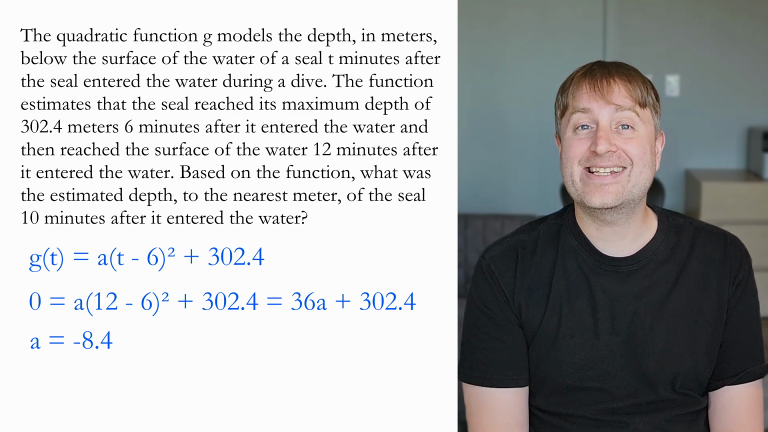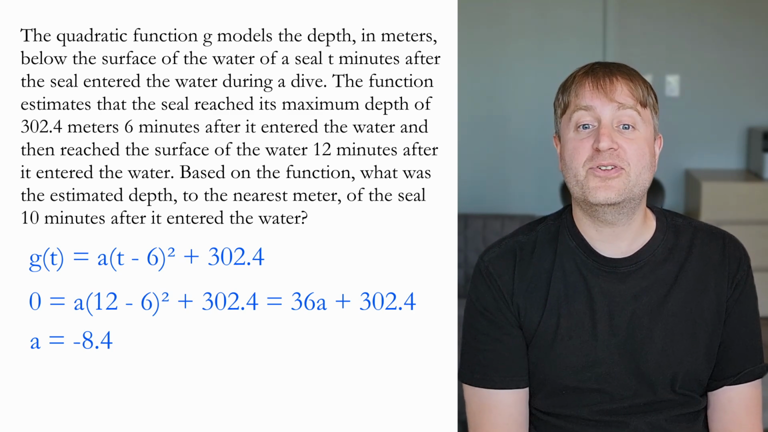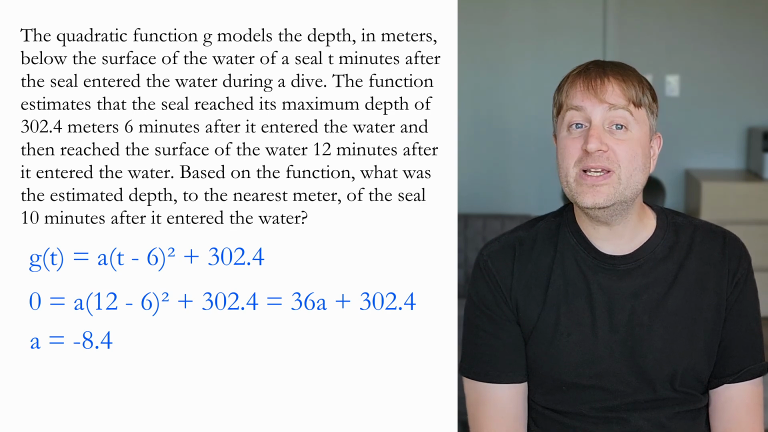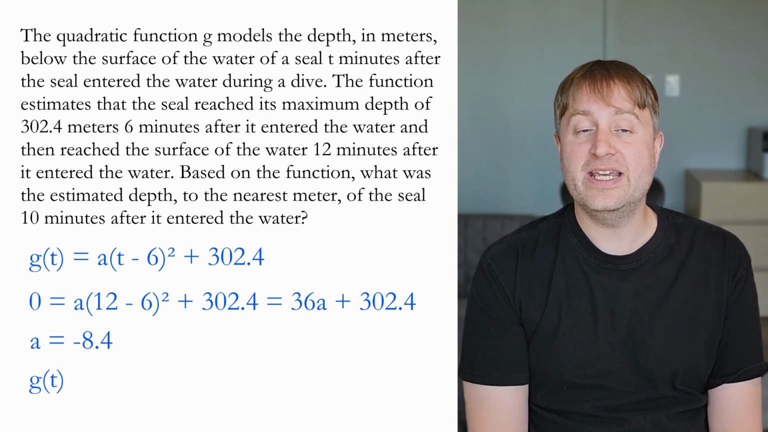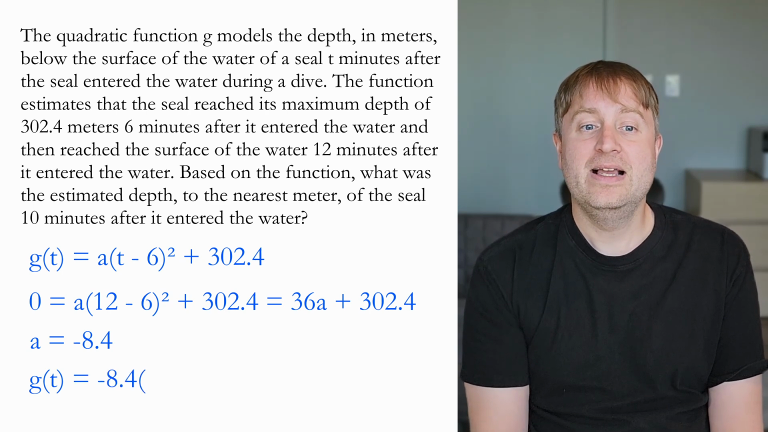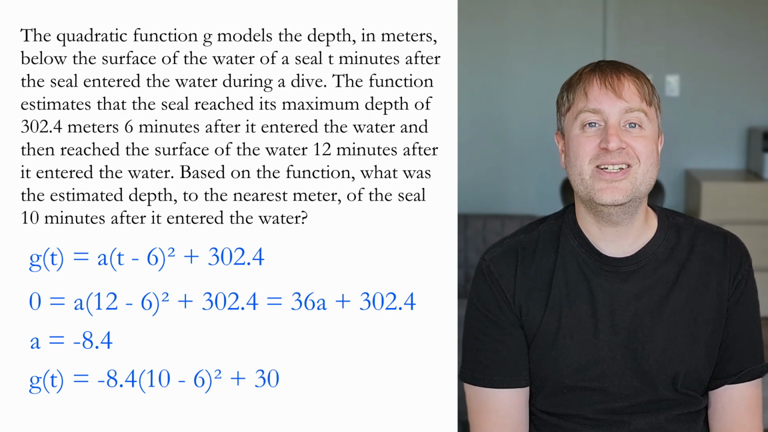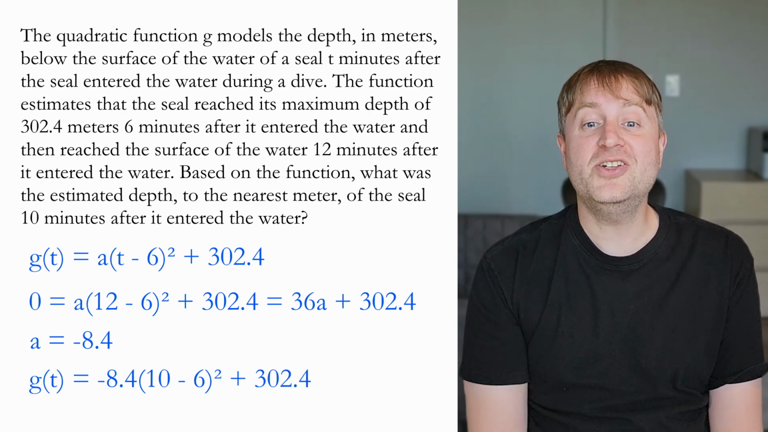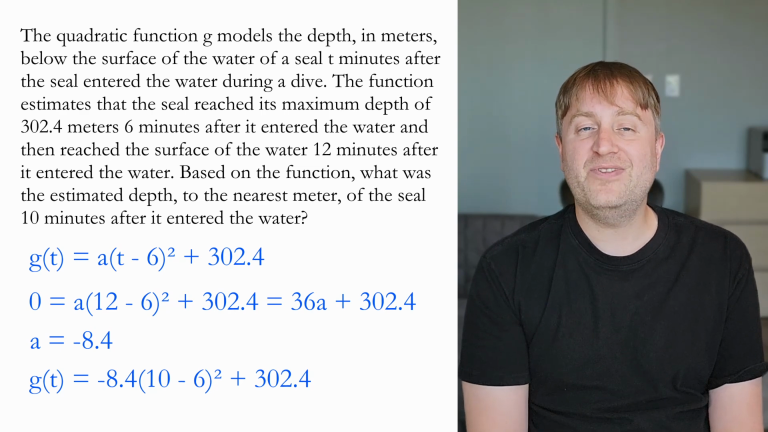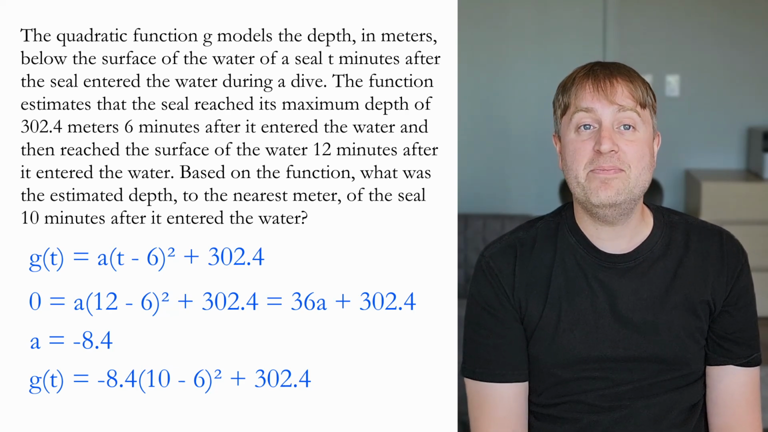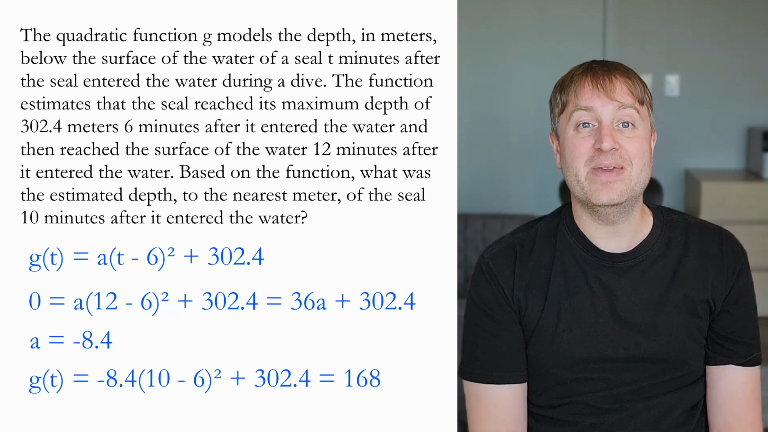The question is asking us to determine the depth of the seal after 10 minutes, so we plug in 10 for t. And when we do that, we get g of t equals negative 8.4 times (10 minus 6) squared plus 302.4. Of course, we could just solve that by hand, but it's much faster and easier to plug it into Desmos or another calculator. And if we do that, we'll see that the seal's depth at 10 minutes is 168 meters.